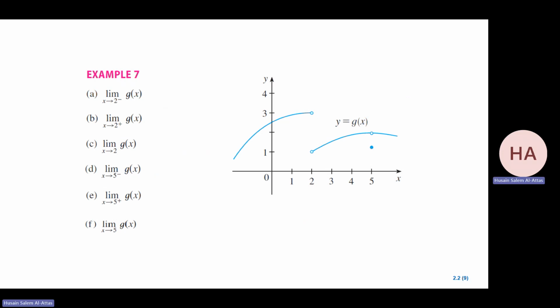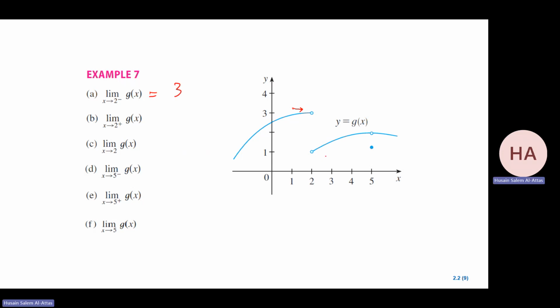These are questions which we need to solve. X goes to 2 from left. It will be in which function? Will it be in this function? No. It will be in this function. So the limit here will be equal to 3.